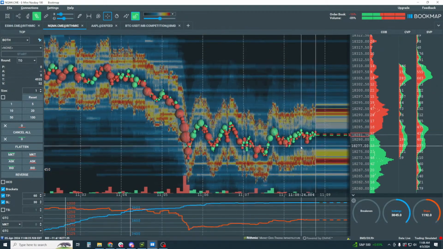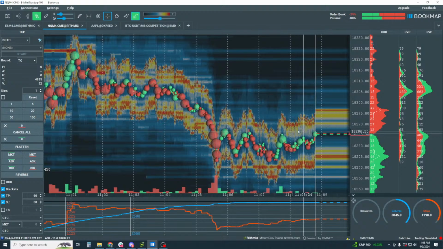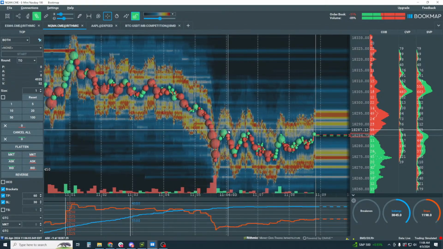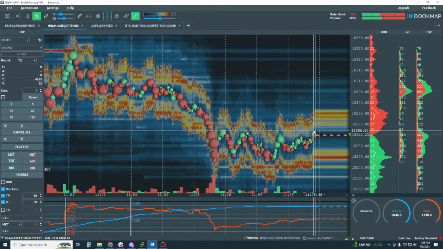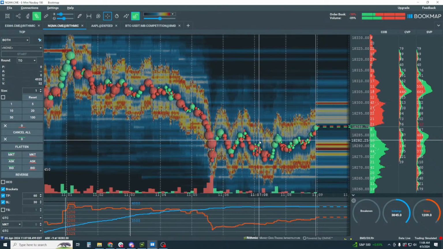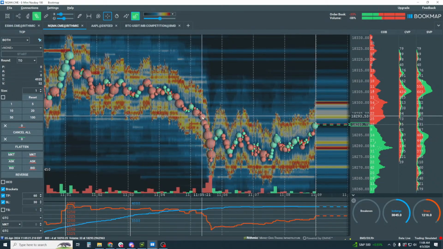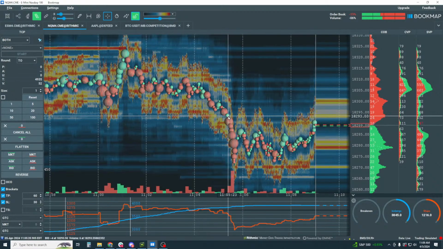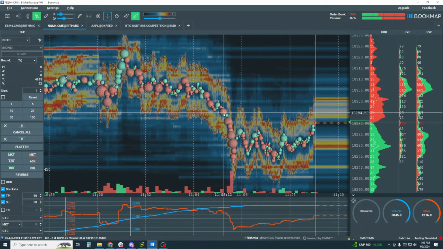Now, for a continuation pattern in here, what we're looking for though is high liquidity on the offer to get filled in here, and I don't see anything like that right now. So it's more of a volume event than anything. Back to where it dropped from up here.